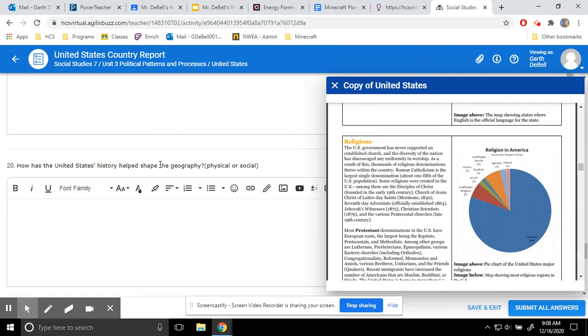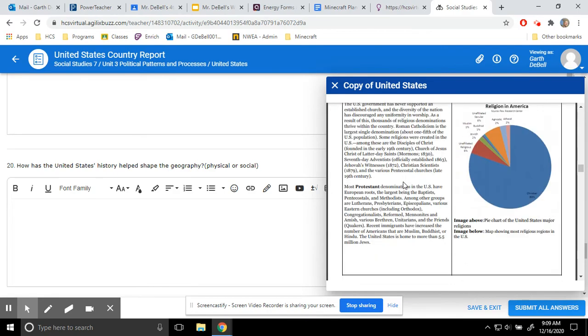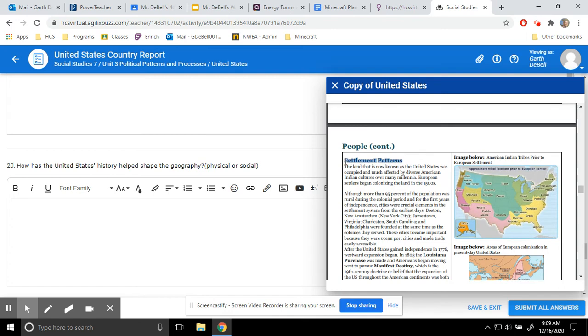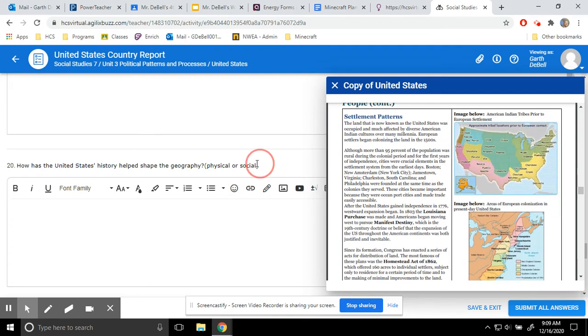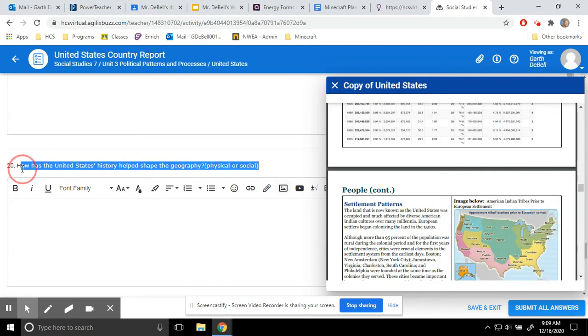How has the United States history helped shape the geography, physical or social? So this one you have to go through and look at this section down here where you're talking about settlement patterns. This is another one that requires you to look at multiple different things. If you're going to talk about the social aspect of it, you're going to have to read the culture section, but you're also going to need to read the settlement patterns section. So this one is another one that requires that you read the whole read and have a pretty good understanding of what is being said there. If you don't, it's going to be hard to answer this properly.